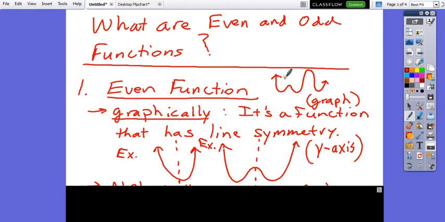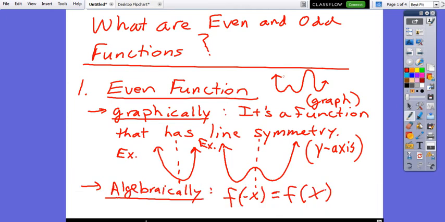All right, let's talk about the algebraic definition of even functions. You're not going to know what this means right now, and that's fine. I'm going to explain it later in more detail. Algebraically speaking, f of negative x equals f of x. Let's give just a basic representation of what this means.